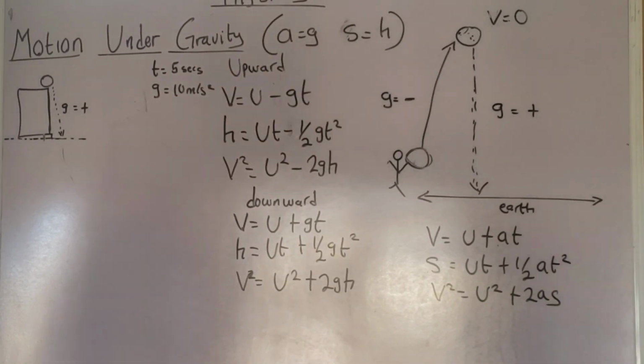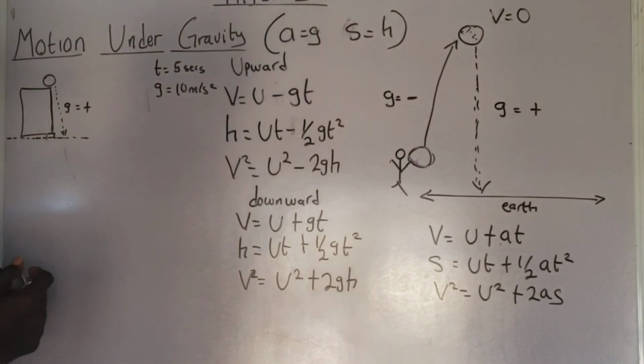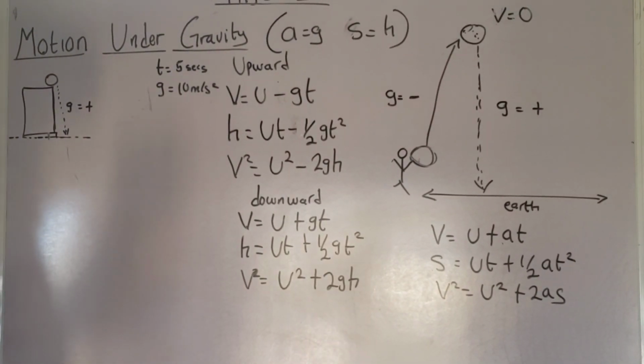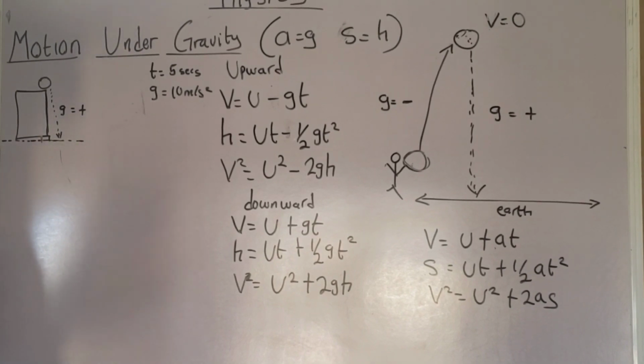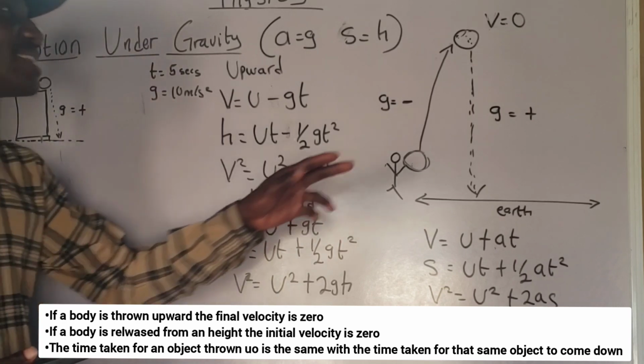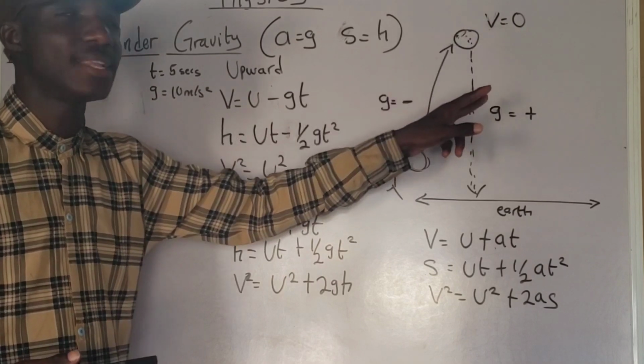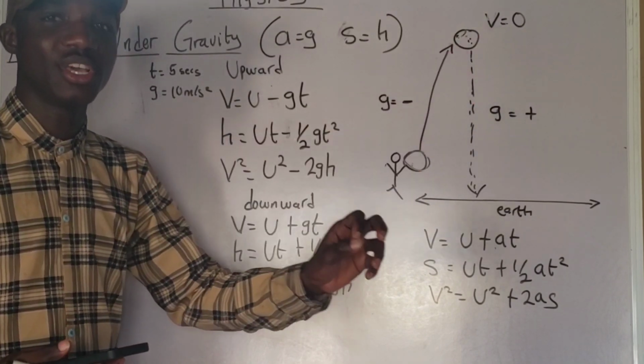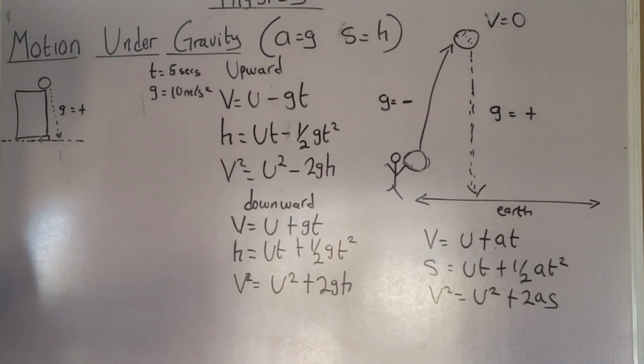Another important statement to pay attention to in that question is that we are told that the ball is released from a height. I gave you 3 points. If an object is thrown upward, the velocity that it reaches before coming down is what? 0. Now, when a body is released from a height, the initial velocity of that body will be what? 0.